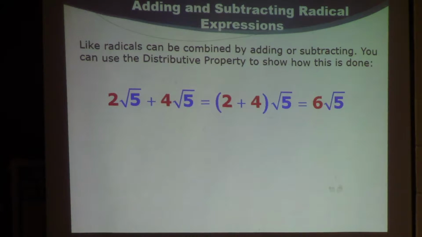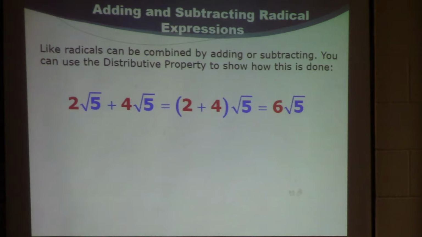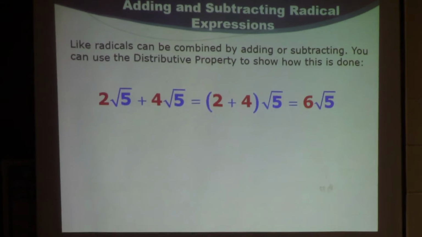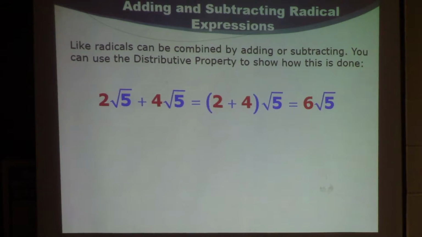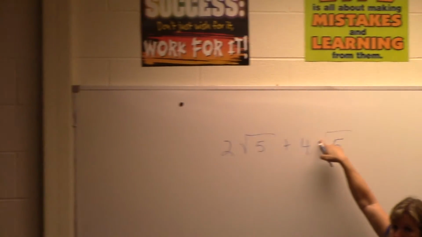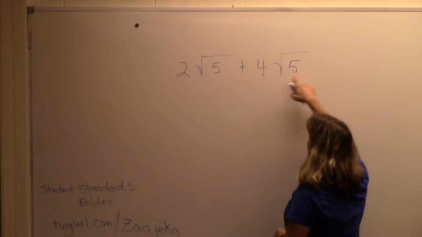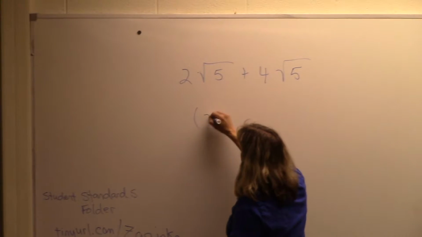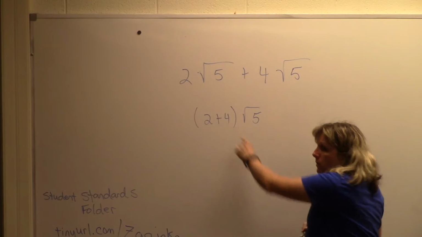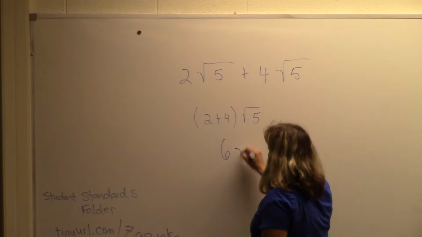So in this case, I'm adding 2 radical 5, and I'll do it on the board. 2 radical 5 plus 4 radical 5. All right, so first I'm going to look. My indexes, there's nothing there, so they're the same, right? And then my 5s match. So all I'm going to do is add 2 plus 4 times radical 5. So 2 plus 4 is 6 radical 5.